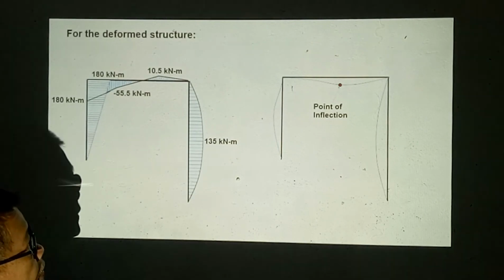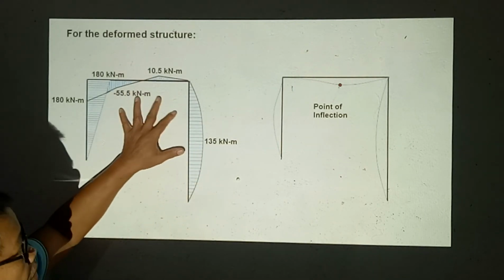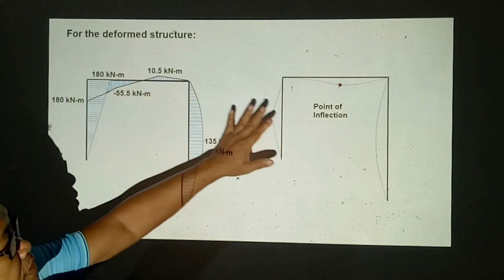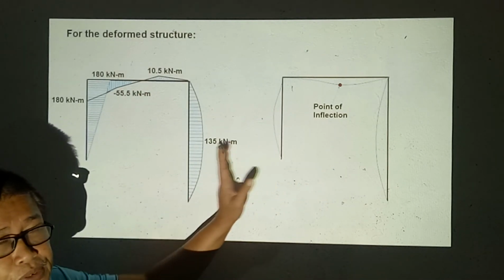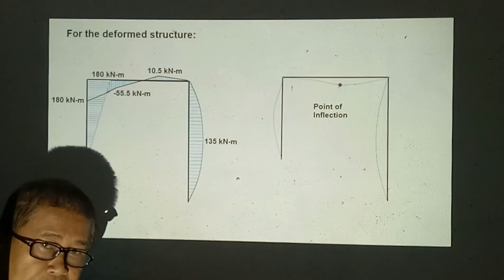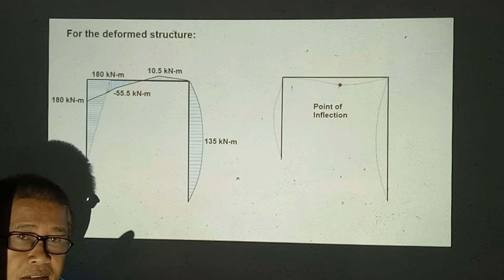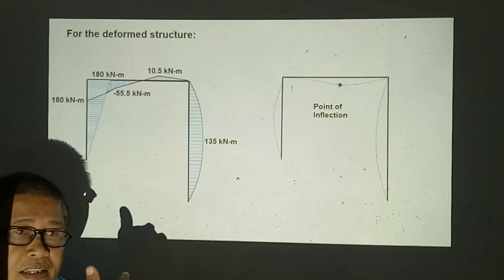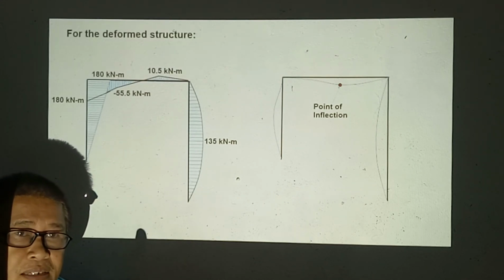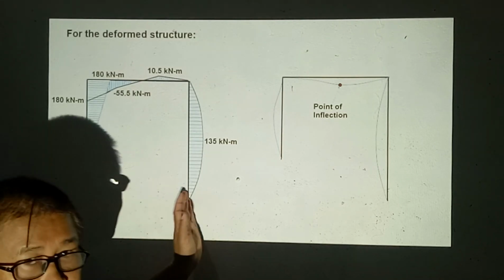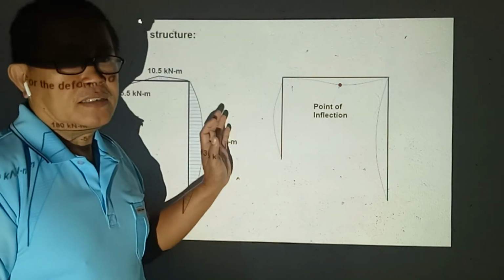But at this point, we are just giving this moment diagram, the location of the point of inflection, and all the other data, maximum shear, to the designer. So the designer will just look at the critical values and make his design. So that's all for this example of frames.